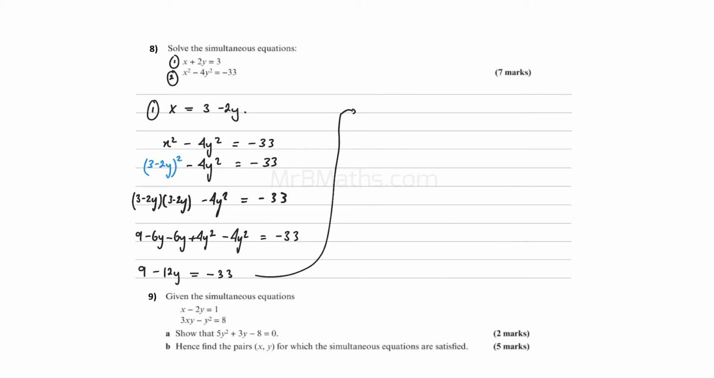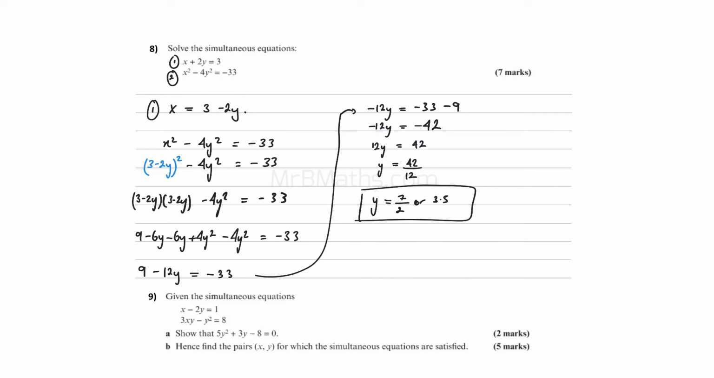So going up here, negative 12y equals negative 33 minus 9, which will then be negative 42. We can multiply this by negative 1 to give us 12y equals 42. y equals 42 over 12. Therefore, y is 7 over 2 or 3.5.